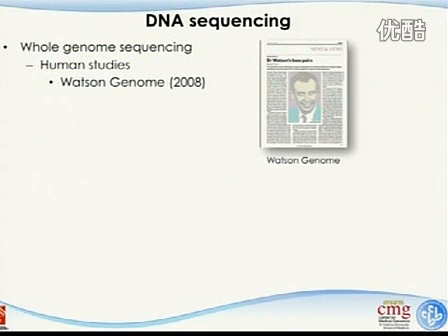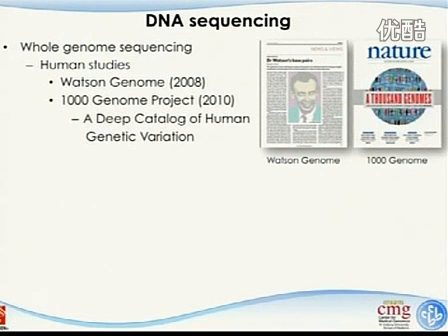The Watson genome using 454 technology cost us $3 million, maybe $2 million. And in 2010, the 1000 Genome Project was published, and the goal of this project is to identify a deep catalog of human genetic variations. Okay, we are not satisfied with only the reference genome.